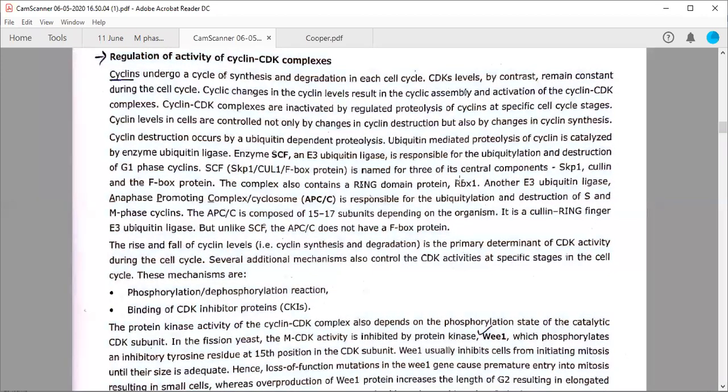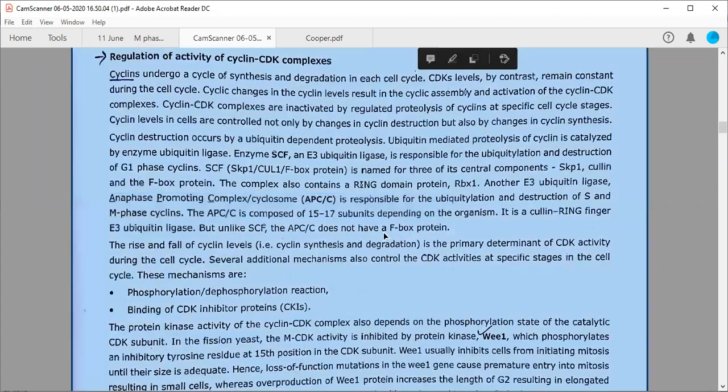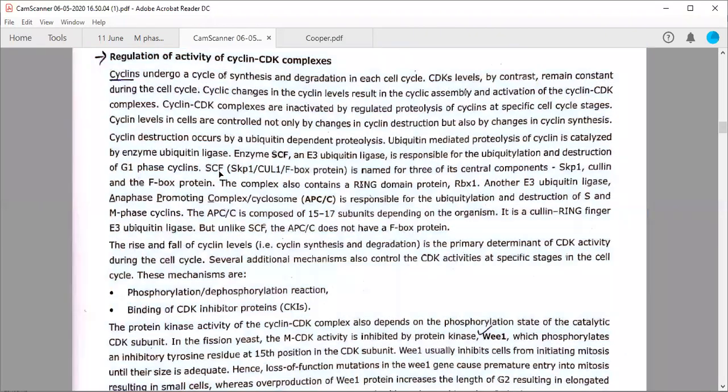So what is this RBX1? We have discussed two proteins: one is this SCF, and the second is this APC. This is the full form for anaphase promoting complex cyclosome. These are responsible for ubiquitination and destruction of S and M phase cyclins. Now, remember, this particular complex is required to remove the S and M phase cyclins. This SCF complex is required to remove the G1 phase cyclins, actually.